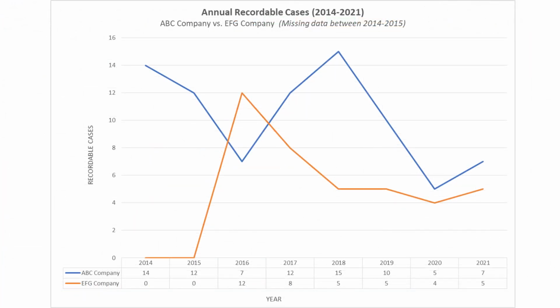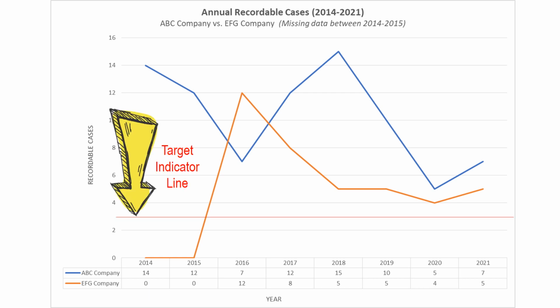Here's an example of what the finished chart will look like. You can then copy and paste this from Excel directly into your KPI report once you're ready to do so. In this example, I've set the company target at no more than 3 employee injuries or illnesses annually, and I indicate that by placing a red line across the chart. This is called the target indicator line.